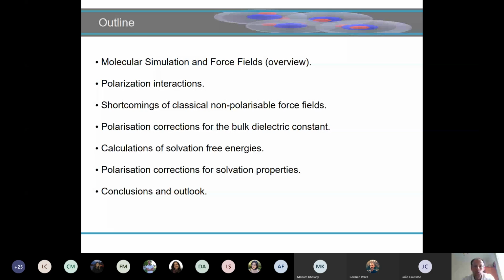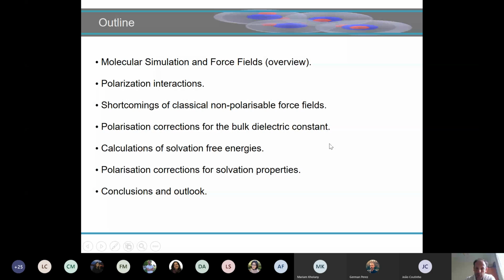Okay? In particular, I'm going to talk about dielectric constant as one of the properties we're interested in, and also about solvation-free energies as a second type of properties. Okay? And then I'm going to wrap up with some conclusions.